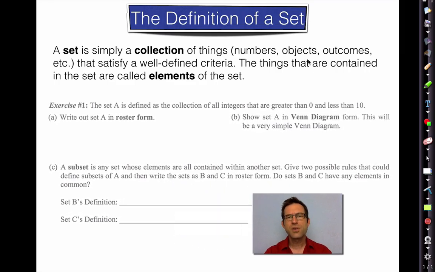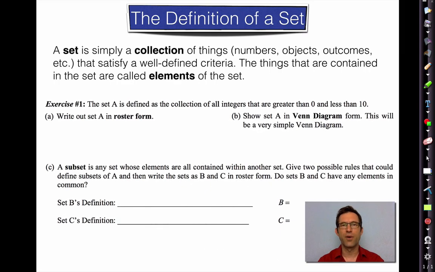All right, so let's take a look at a problem involving sets. Exercise number 1 says the set A, oftentimes sets are represented by capital letters. The set A is defined as a collection of all integers that are greater than 0 and less than 10. So there's your well-defined criteria, right? It's got to be an integer, which means it's a whole number, no fractions, nothing like that, greater than 0 and less than 10.